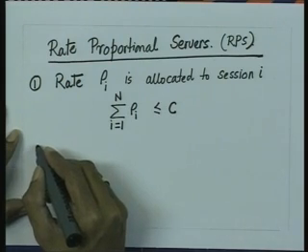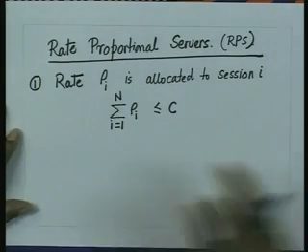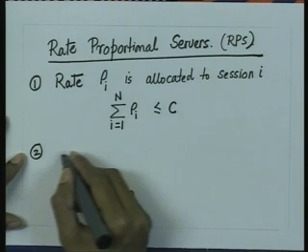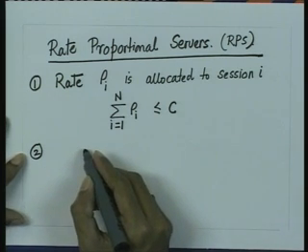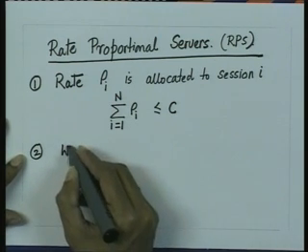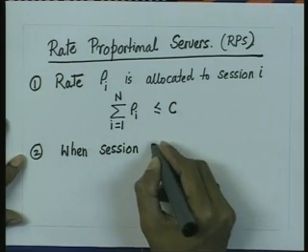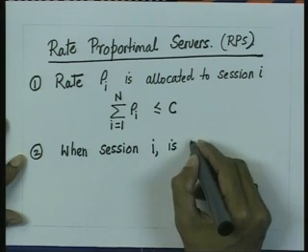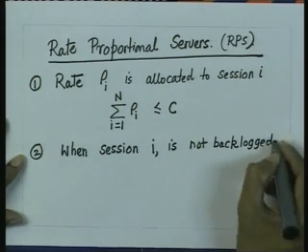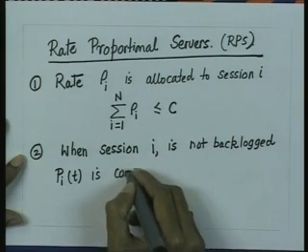Now of course we have defined the session potential, which is Pi(t), and we have also defined the system potential, P(t). So when the session is not backlogged, the session potential Pi is constant.